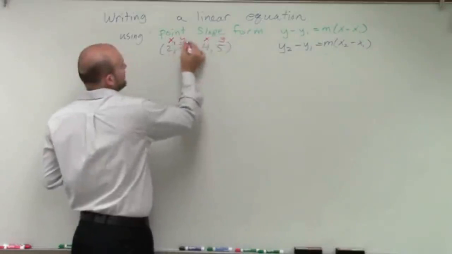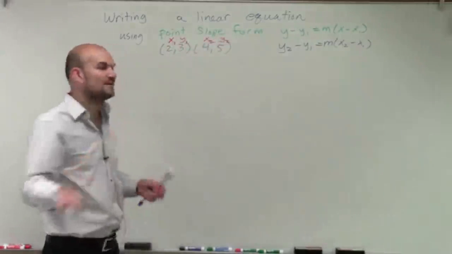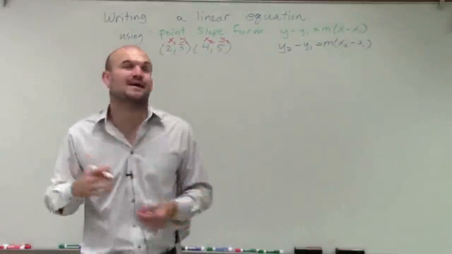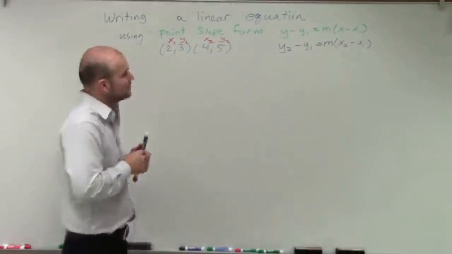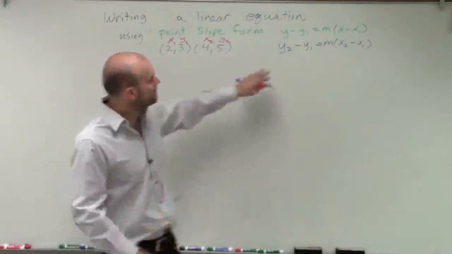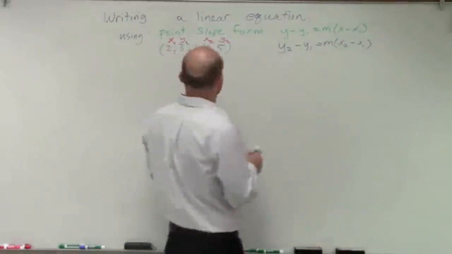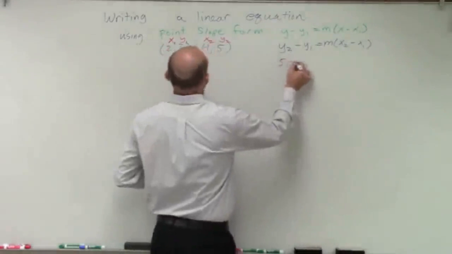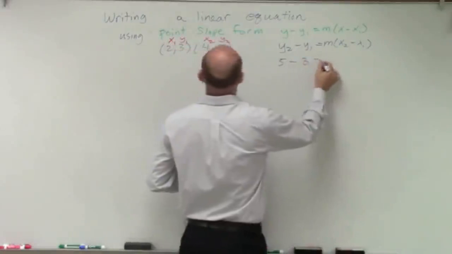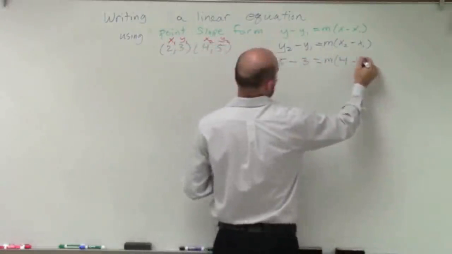So I'll say these will be x1 and y1. These will be x2 and y2. And remember when we were doing the slope formula, it doesn't matter how you order them or how you label each coordinate as long as you're consistent. Now, the first thing I'm going to do is plug them into the formula and see what happens. So y2 is 5 minus y1, 3 equals m times x2 minus x1.